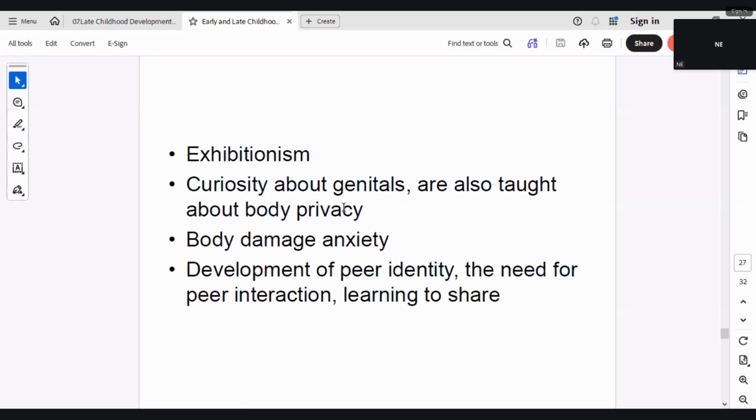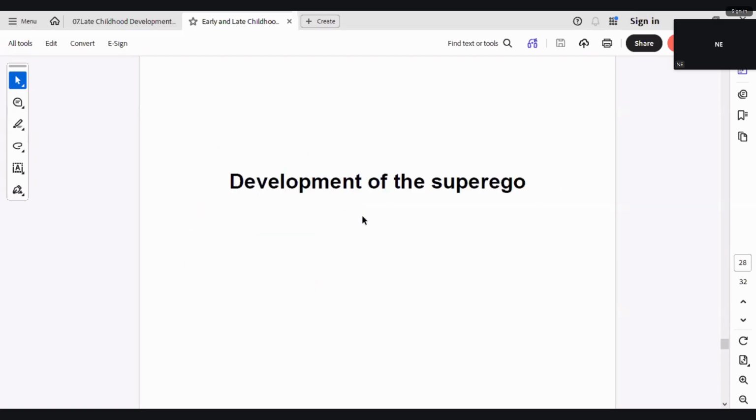Exhibitionism is sometimes observed in nurseries where kids will pull down pants or pull up dresses, and it's partly part of playing, not exhibitionism as would be seen in an adult with some disorder. There's a development of peer identity and the need for peer interaction and learning to share.